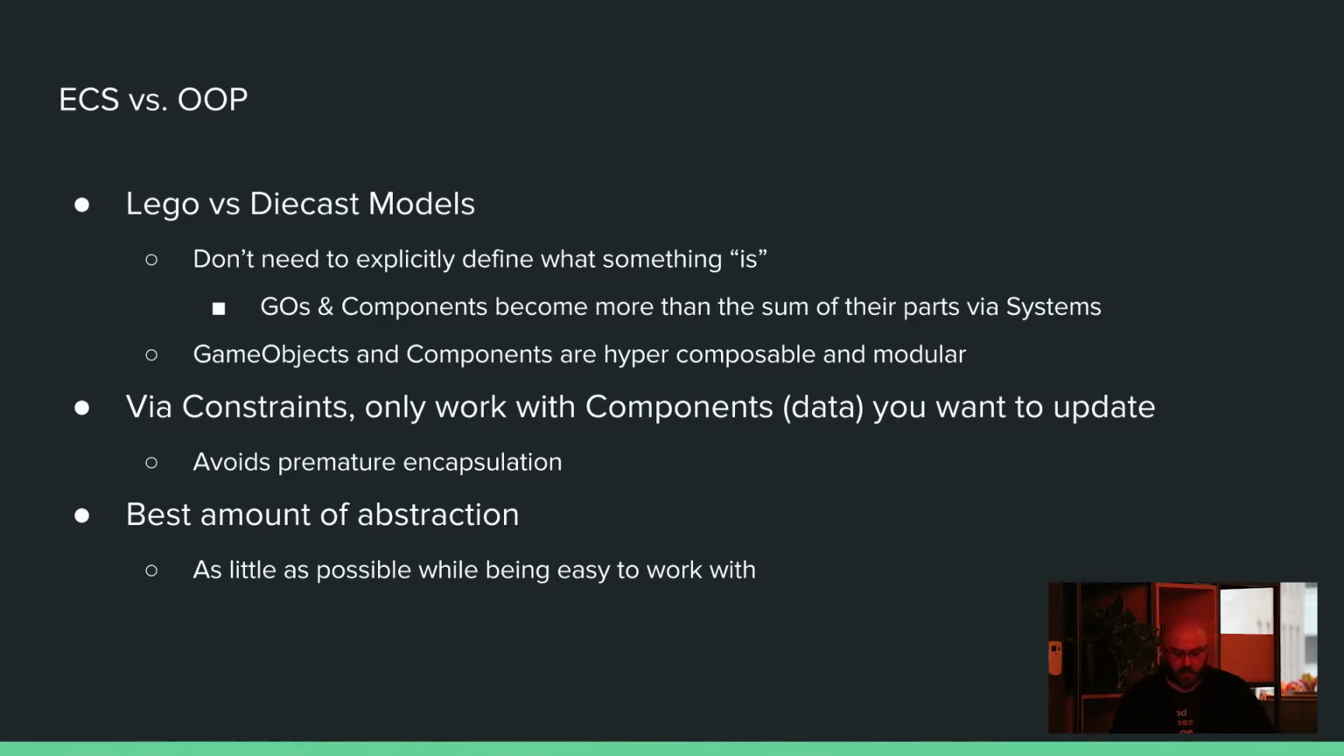And thankfully, with systems and their constraints, we only work with the components that we want to update. So it avoids premature encapsulation. If I want to update a particular object, if I want to change its position based on some speed value in a component, well, I just constrain to those two components, look into the speed component, and then put that info in, and then update the transform accordingly. So in my opinion, this avoids premature encapsulation.